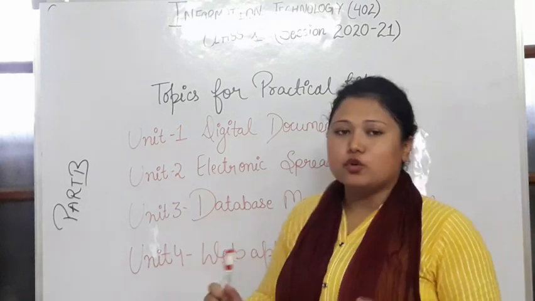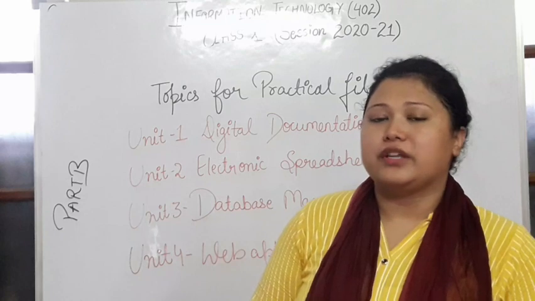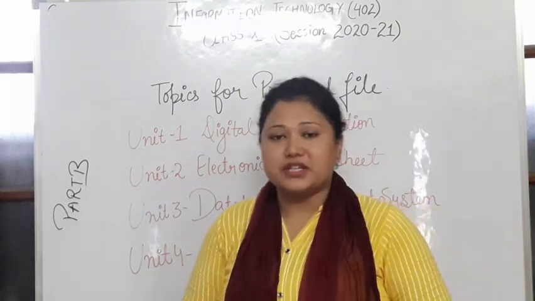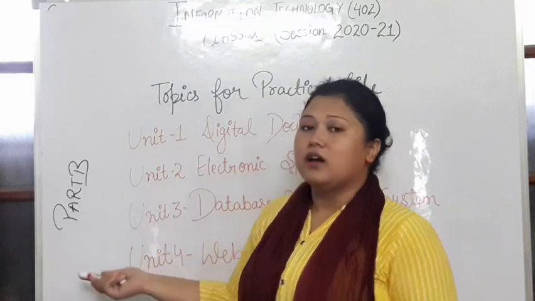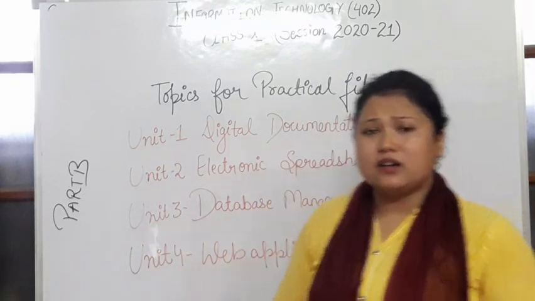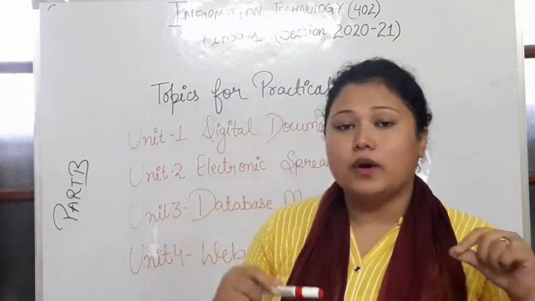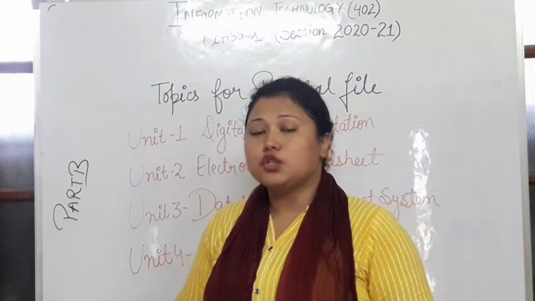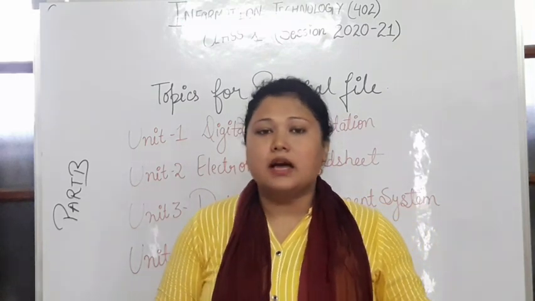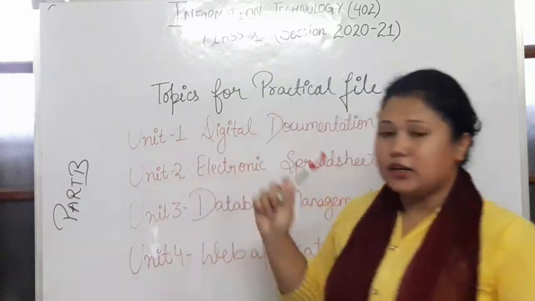So you have to make your practical file from Part B only. You can't make a practical file from Part A because it is a vocational skill and this is an employability skill. Earlier, in the previous year, there were 6 units. In this session, 2 units have been deducted by the CBSE due to the COVID pandemic. So Unit 1 is digital documentation.